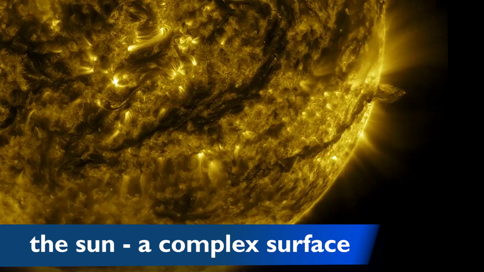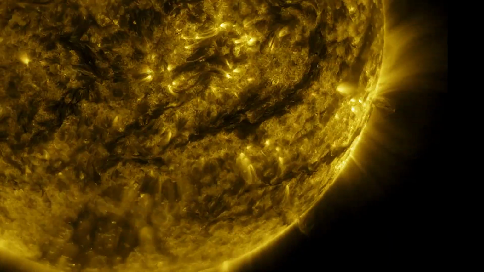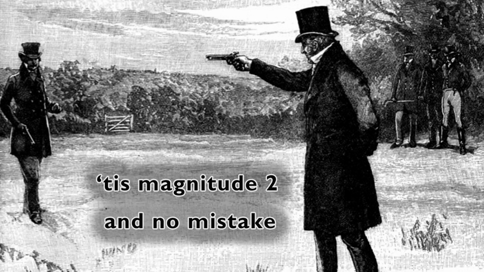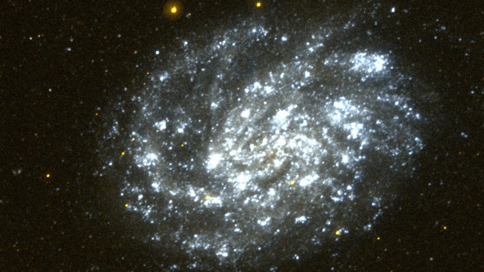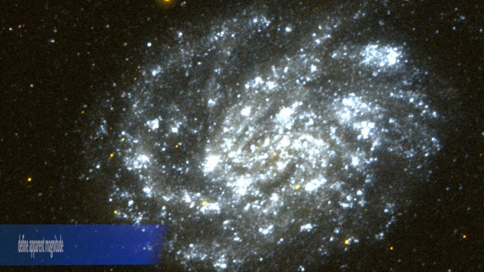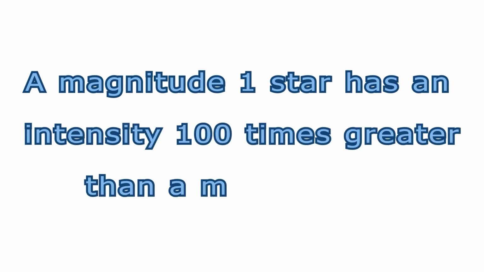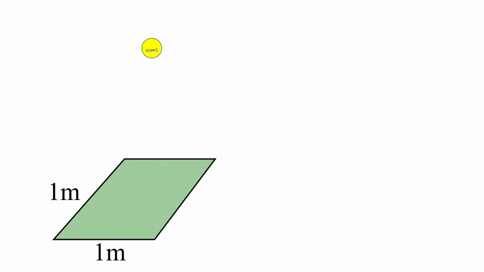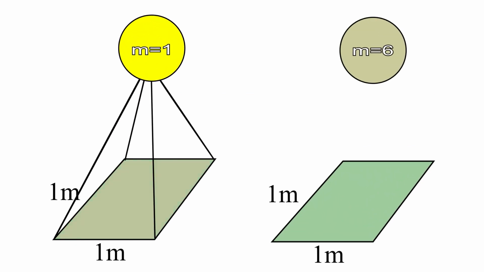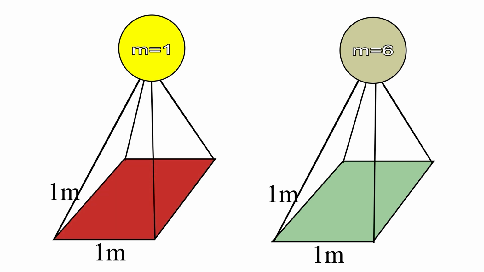As the need for accuracy developed, so it became clear that a better system than "I doth declare this to be a magnitude 1 star, my lord," was needed. And so, during the 19th century, the scale was accurately redefined using logarithms. Here's the definition now. A magnitude 1 star has an intensity 100 times greater than a magnitude 6 star. This in turn means that for the magnitude 1 star there are 100 times more joules per second falling on a metre squared than for the magnitude 6 star.